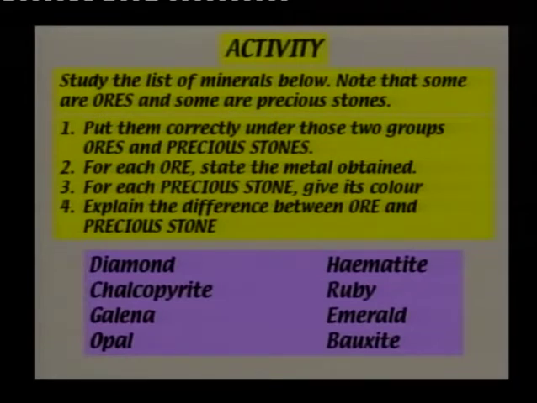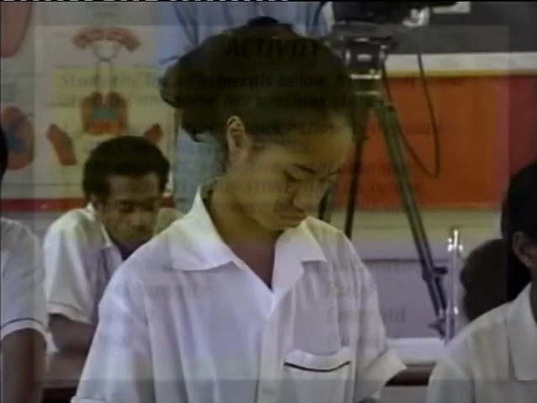We'll start off first with the first one, and let us see under which heading those different minerals were supposed to be placed. The minerals are diamond, chalcopyrite, galena, opal, hematite, ruby, emerald, and bauxite. Question 1, answer. Kathy, your answer for number 1. You're going to give the answer by simply telling us which minerals come under which heading. And the rest of us will check and make corrections.